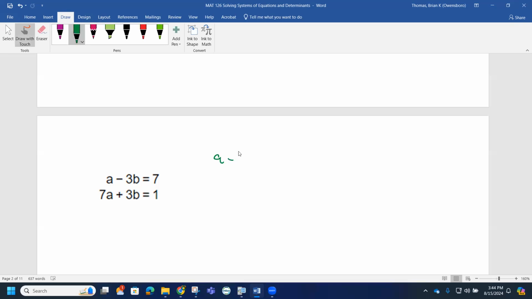So if we have a minus 3b equals 7, and 7a plus 3b is equal to 1, this is perfect to solve using the addition method, because remember, standard form is ax plus by is equal to c. The variables are on the same side, the constants on the other. This is where standard form becomes really good in working with systems of equations. It's not great for graphing necessarily, but it is great for working with systems.